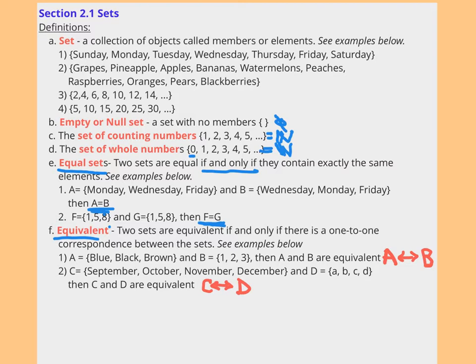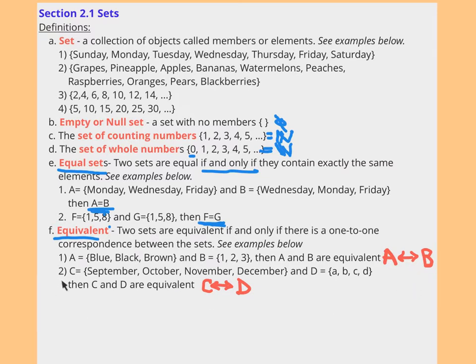So if we take a look at set A, we have blue, black, and brown. We have 3 elements. In set B, we have 1, 2, 3. 3 elements as well. So we would say that A and B are equivalent, and we can use this symbol here with the arrow going in both directions. We can say A is equivalent to B.